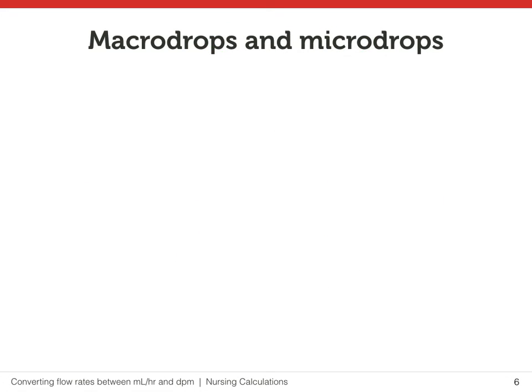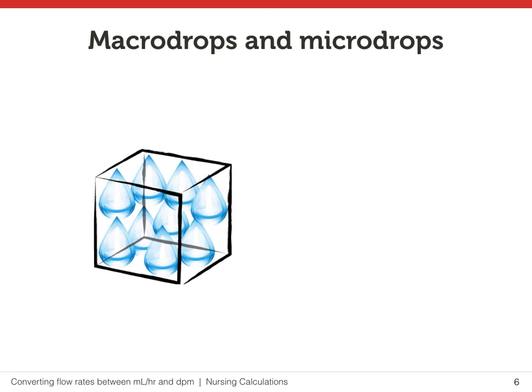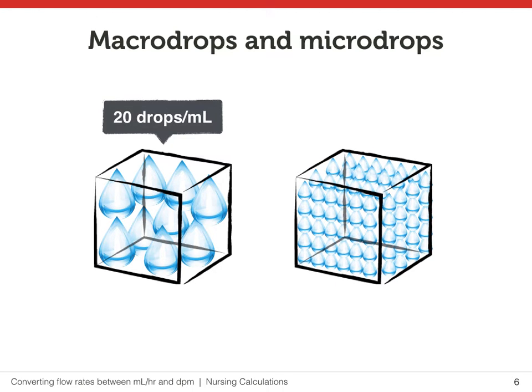Let's recall our understanding of macrodrops and microdrops. Macrodrops for adult infusions are of a size such that there are 20 drops per mil. For pediatric infusions, on the other hand, drops are much smaller. There are 60 drops making up that 1 mil, and the drop factor is 60 drops per mil.